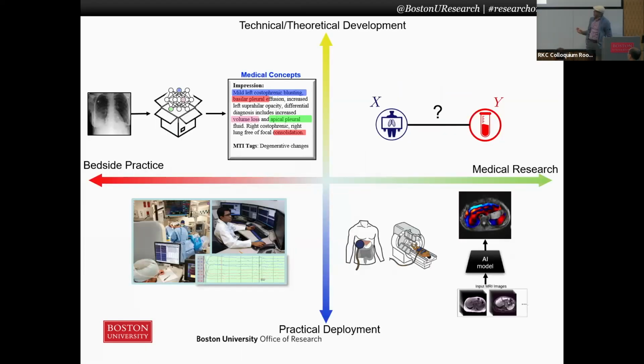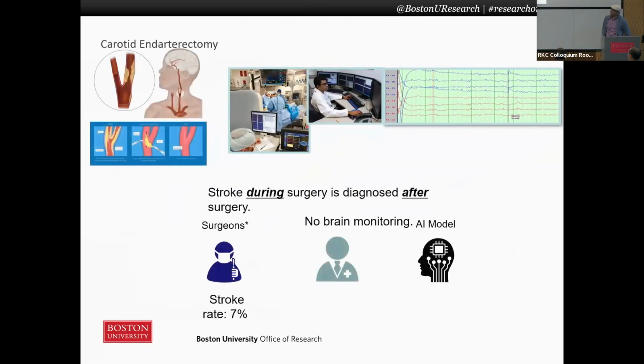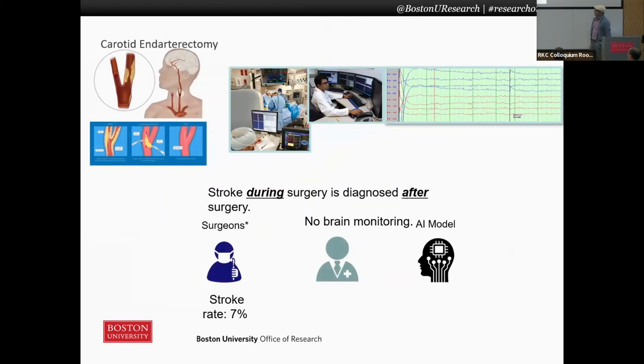And finally, let me talk about the last quadrant, which is mostly on the practical and deployment side. There is a procedure called carotid endarterectomy, which is a surgical procedure that opens the carotid artery to basically clean it up. Part of this procedure involves clamping the carotid, so that the blood can come from the other vessel in the back of the neck. However, this is a very risky procedure and can result in ischemia, and ischemia can result in a stroke.